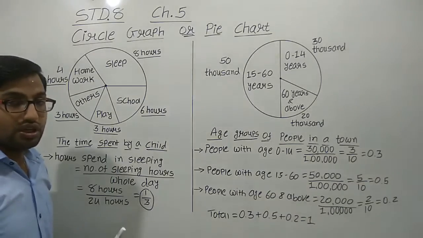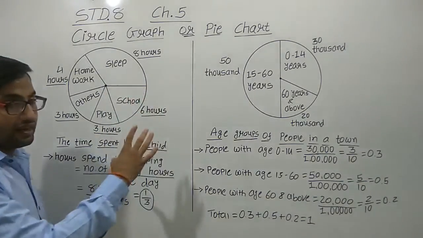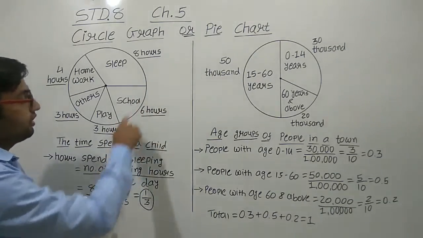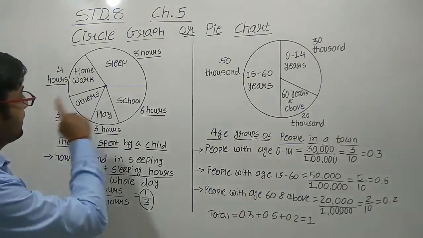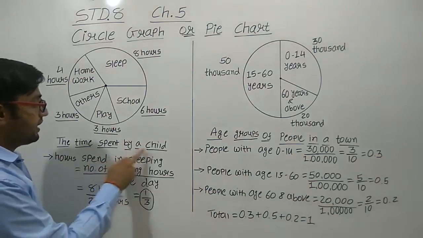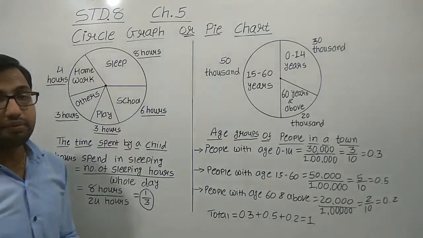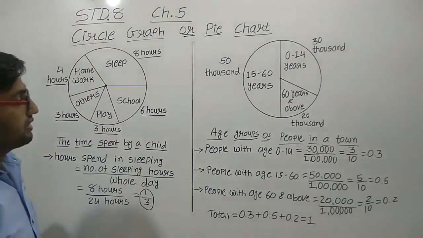How much portion we have to reserve, how we have to draw the sector, depends on how much data we are using here, right? So in this way we can represent this data, that is the time spent by a child in a day, using this circle graph or pie chart. Understand? Let us take one more example.